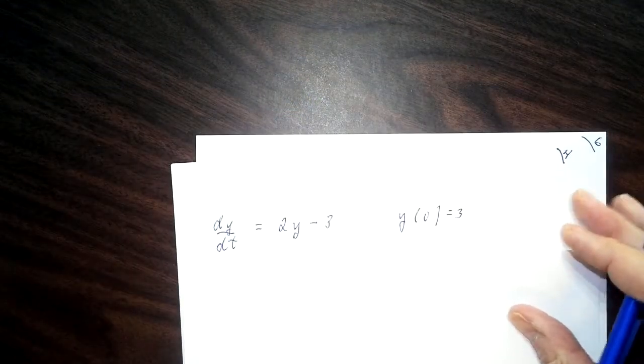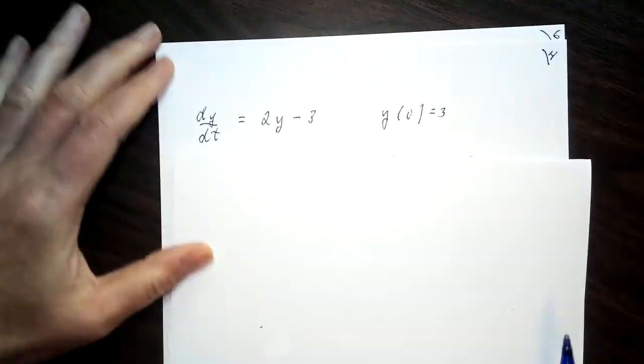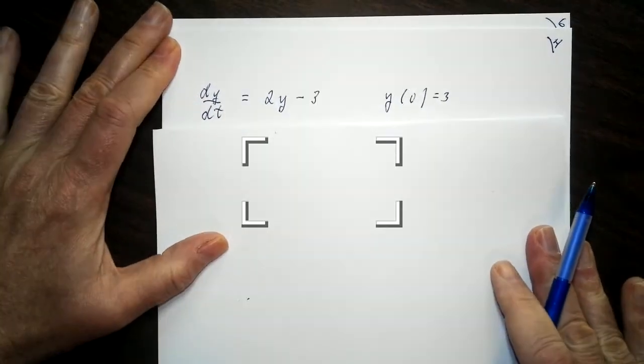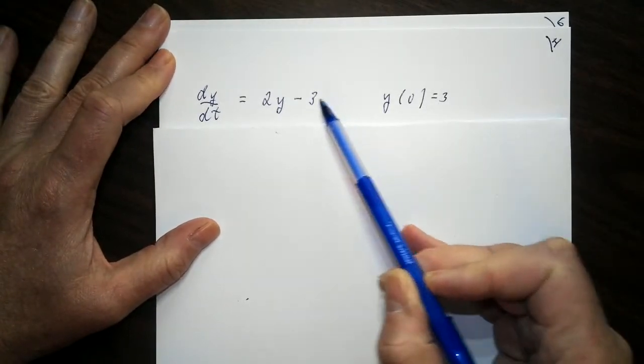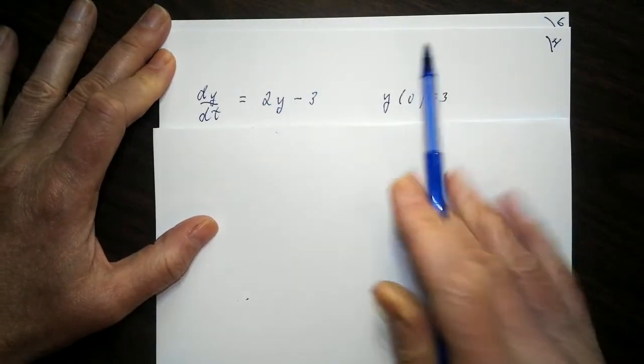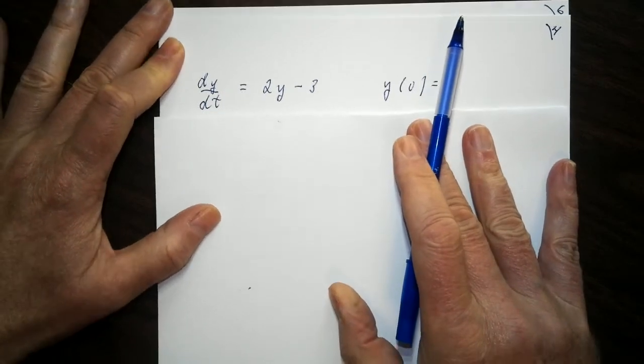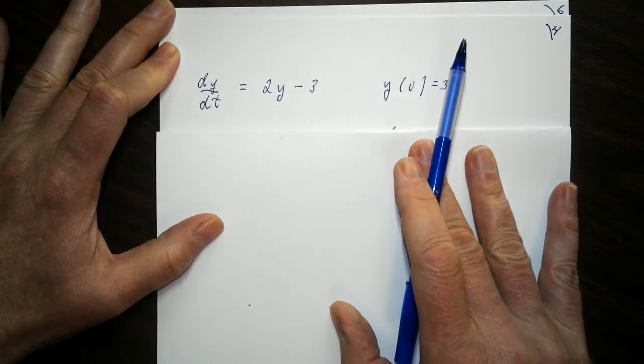Let's do the next one on the list. dy/dt equals 2y minus 3. We're going to assume that y of 0 is 3. We said this is separable. This is my f of y, and my g of t was equal to 1.